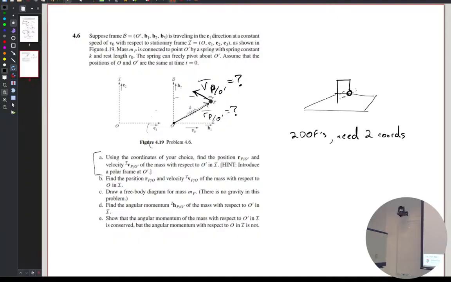What do you think? Not sure. Okay. Visualize this. R and theta? Okay. So what would position look like if we say that R and theta are our 2 coordinates?